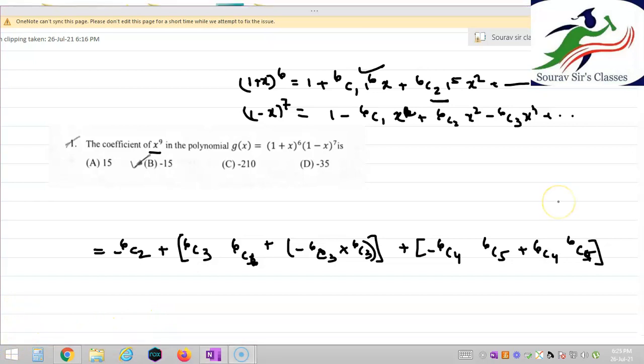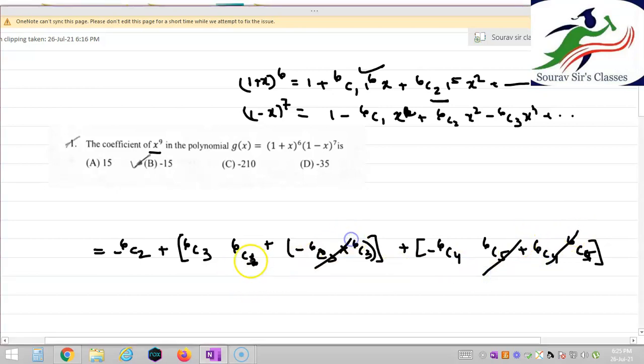So these are all the possibilities of getting the coefficient of x to the power 9. You can see that I can cancel this with this, and this with this, so the coefficient of x to the power 9 is minus 6C2. So 6C2 means minus 6 factorial by 2 factorial into 6 minus 2 factorial. So that will be 4 factorial.